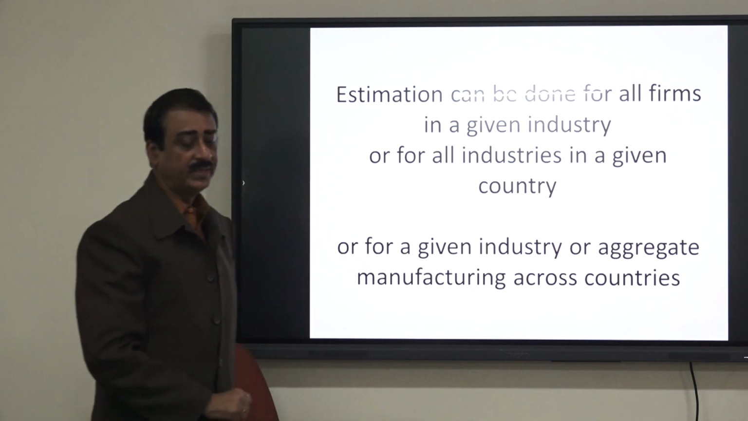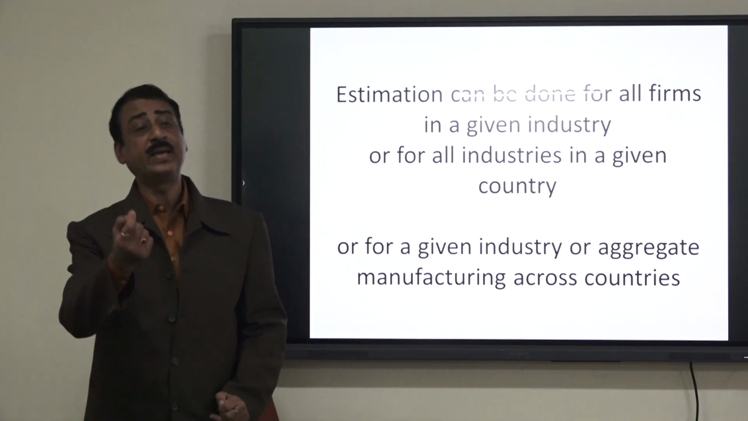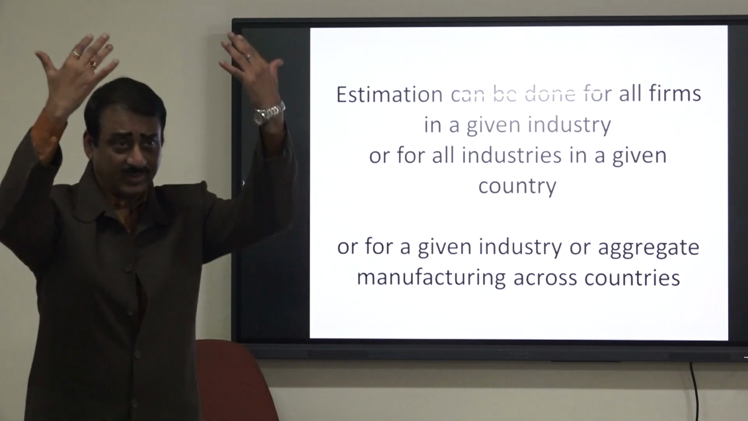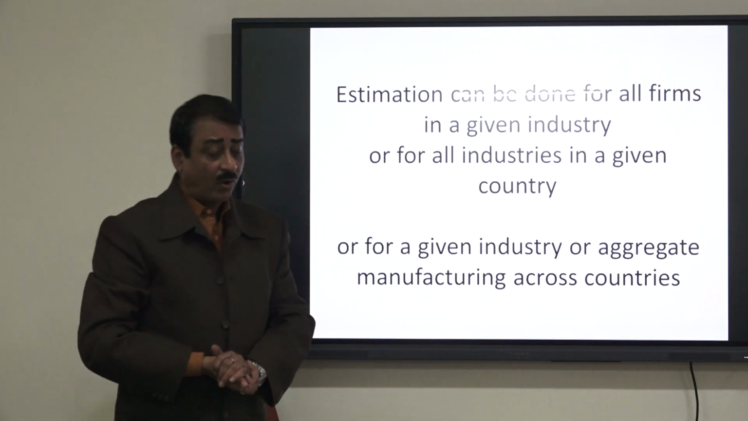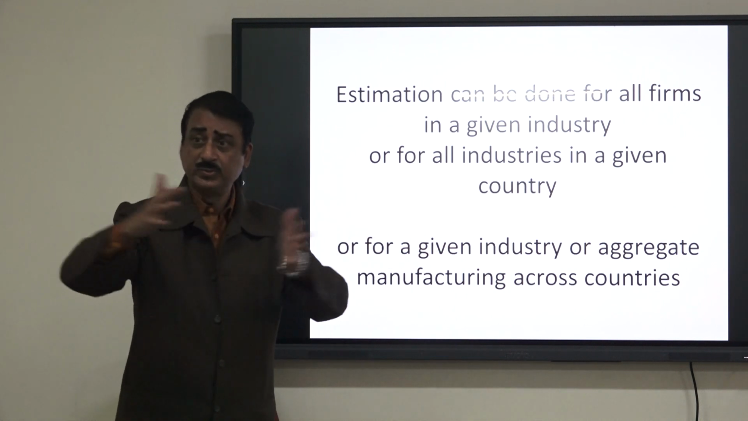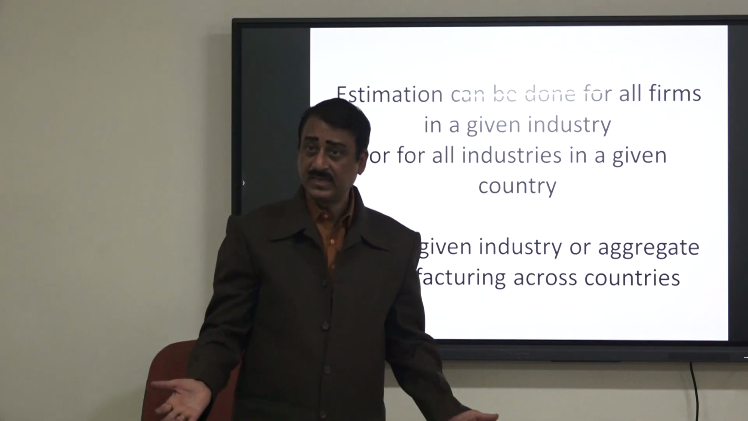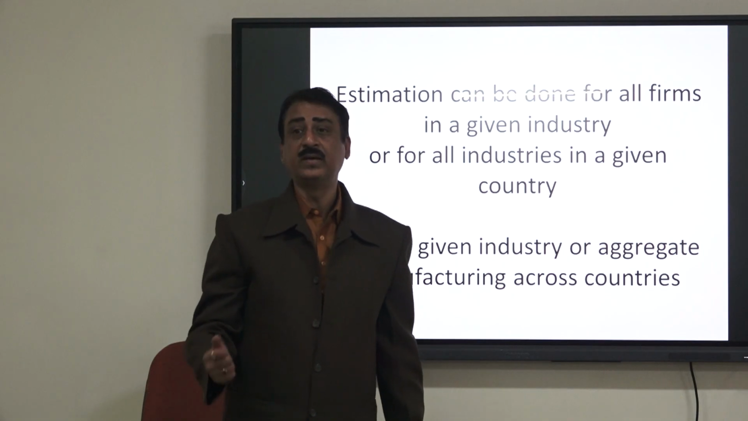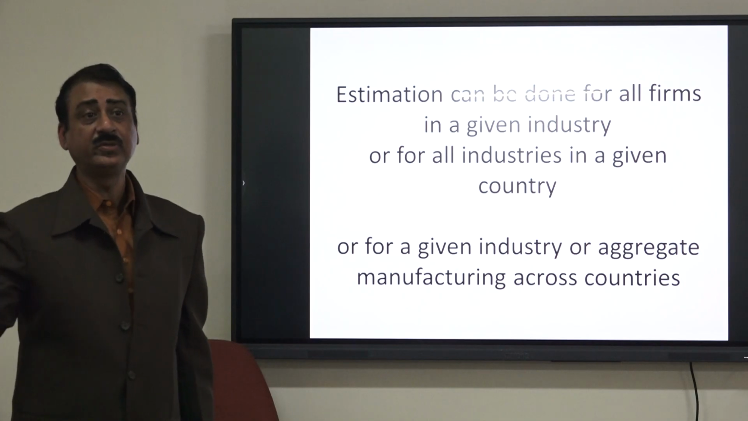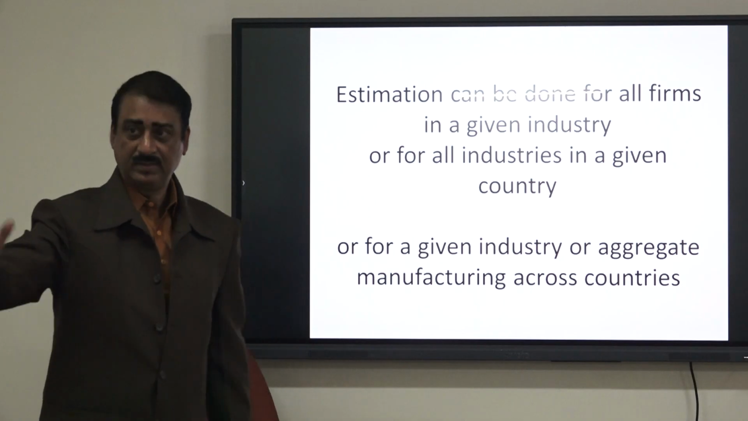As I was mentioning, estimation can be done for all firms in a given industry. You take a specific industry, machine tools, take 200 firms, and work out their technical efficiency. Or for all industries in a given country, that is also possible, or for different groups of industries, or for a given industry or aggregate manufacturing across countries. Like we had used the UNIDO data to do the total factor productivity growth for different countries, developed countries, developing countries.